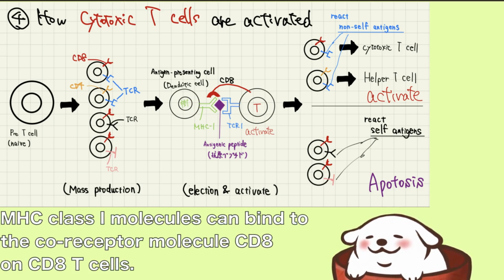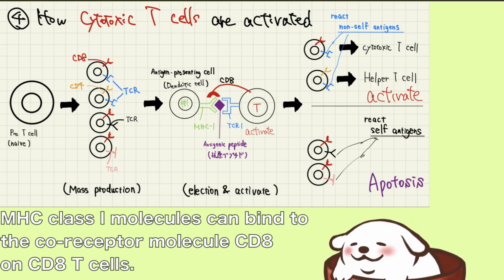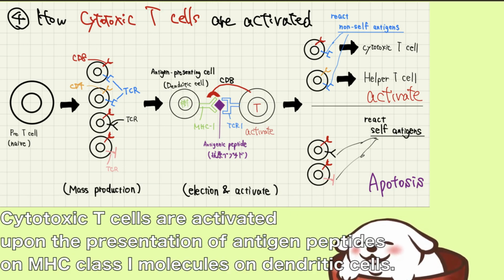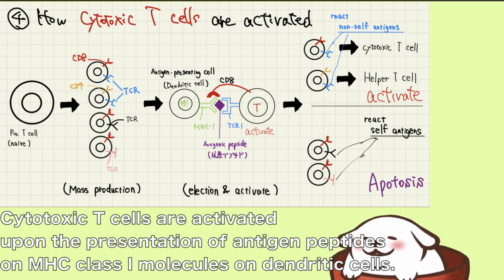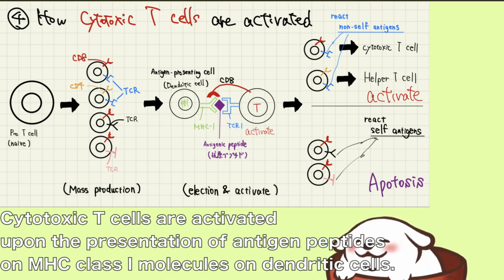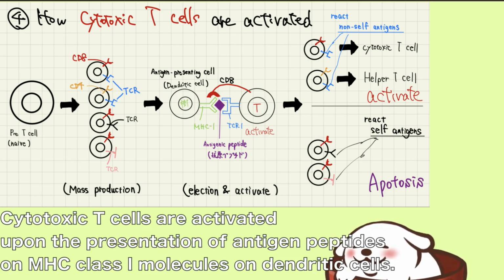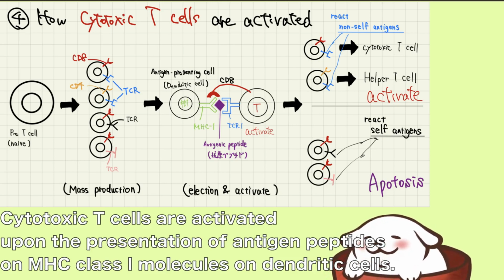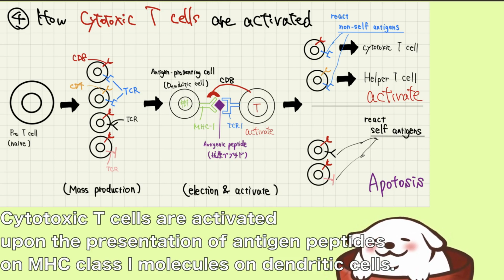MHC class I molecules can bind to the co-receptor molecule CD8 on CD8 T cells. Cytotoxic T cells are activated upon the presentation of antigen peptides on MHC class I molecules on dendritic cells.